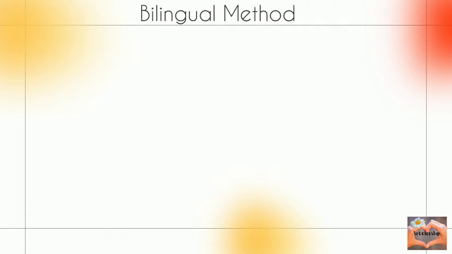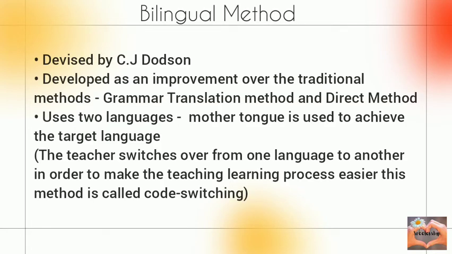Next is the bilingual method. It was devised by C.J. Dodson. It was developed as an improvement over the traditional methods, the grammar translation method and the direct method. It uses two languages. Mother tongue is used to achieve the target language. So when the teacher switches over from one language to another in order to make the teaching learning process easier, this method is called code switching.